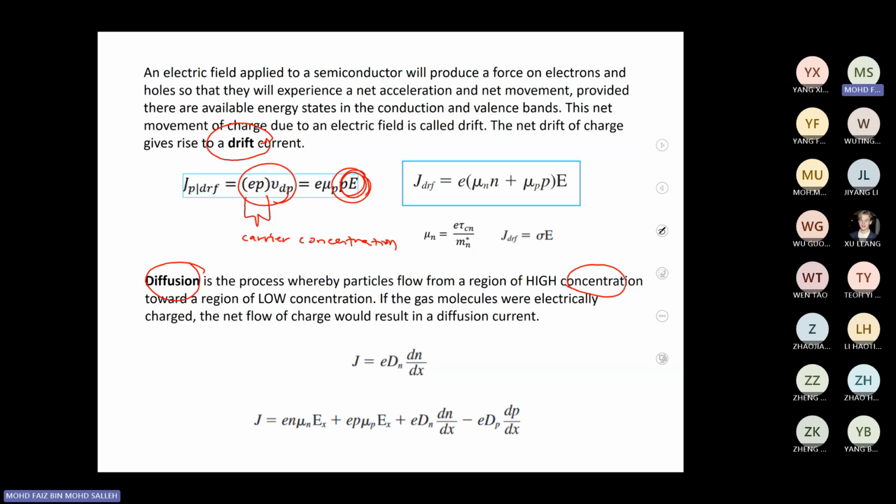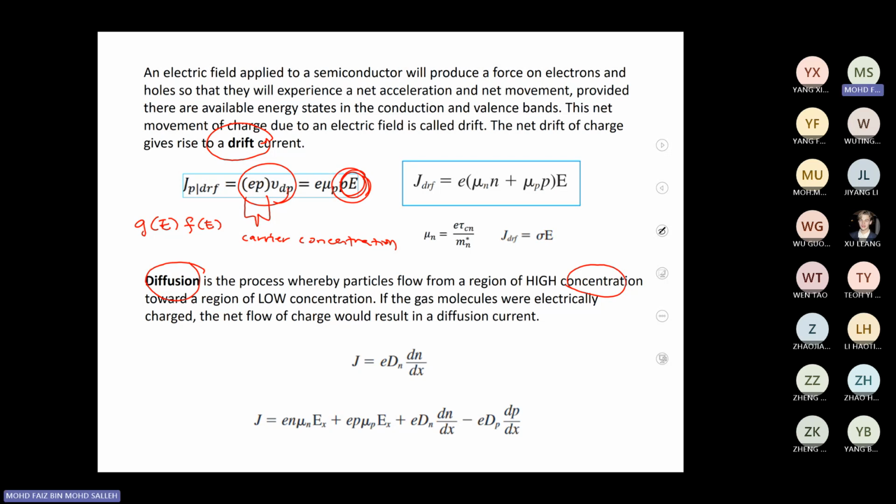So how to calculate it? You need to find the carrier concentration. And usually to calculate the carrier concentration, we consider what? The density of states and also the Fermi-Dirac distribution function. Density of states means inside that energy level, there are allowable states where an electron can exist.